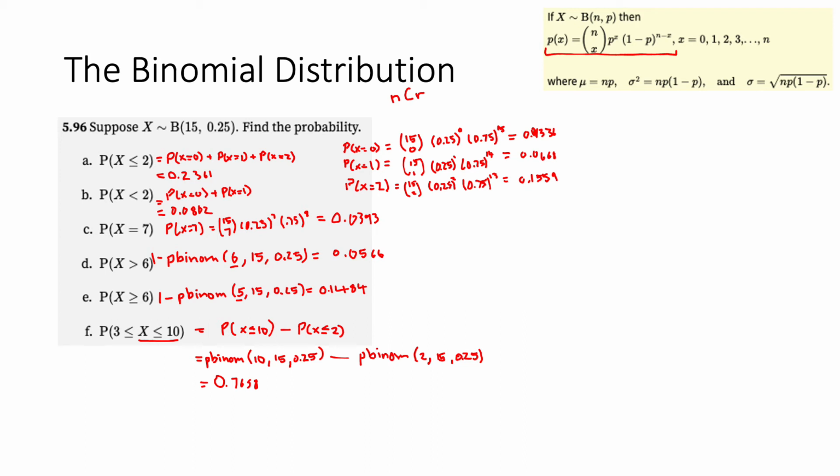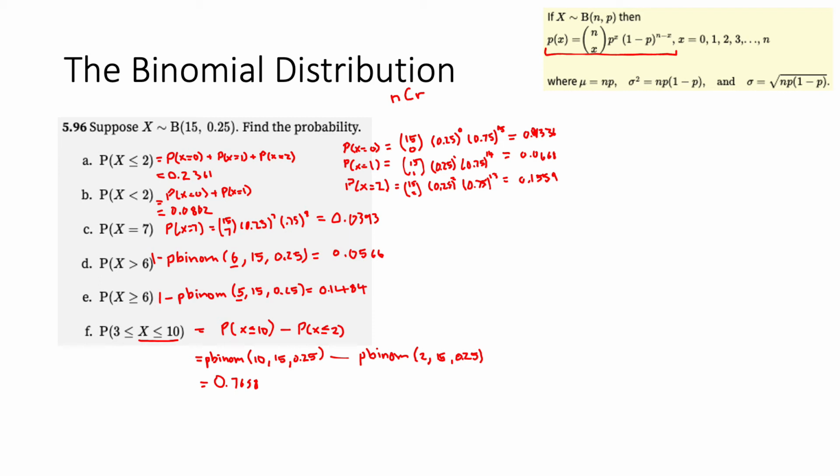This is going to give you everything less than or equal to 10. Since we want 3 to be included, we're going to say less than or equal to 2 on that end. Because we're subtracting it, that's the part that we do not want included. That will be included in everything less than 10.